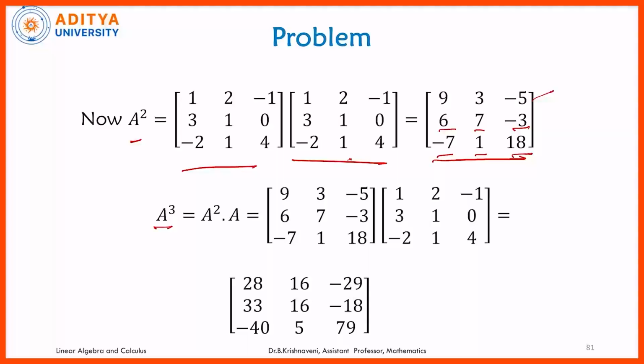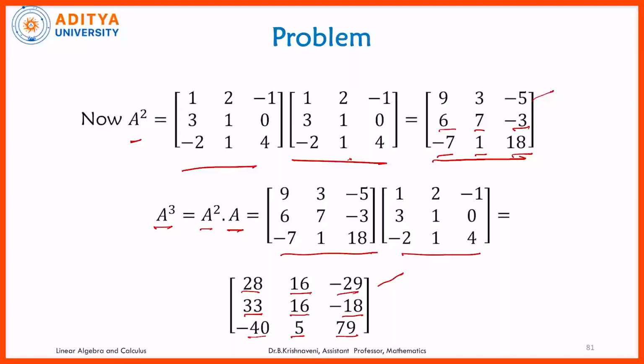Thereafter a cube can be written as a square into a. On multiplying, we got the first row as 28, 16, minus 29; the second row 33, 16, minus 18; and the third row is minus 45, 7, 9.